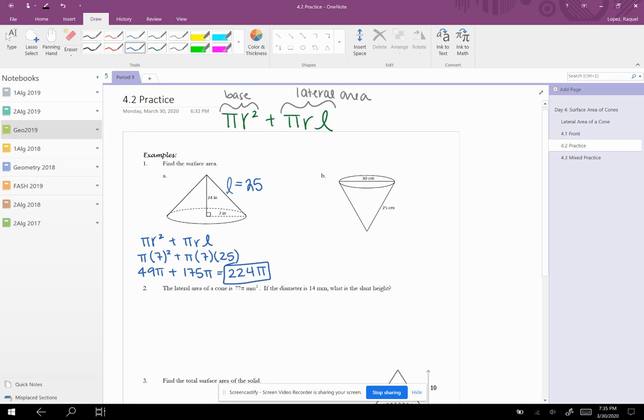Okay. Easy peasy. What I want you to do is hit pause on this video and go ahead and try the next one on your own. But be careful because they give you the diameter, not the radius.